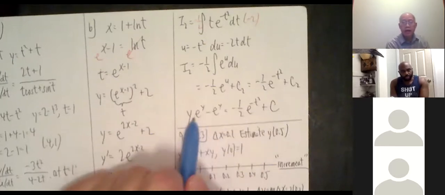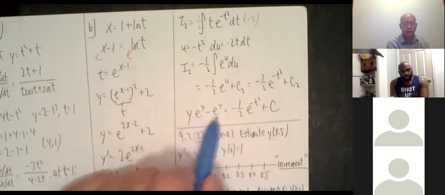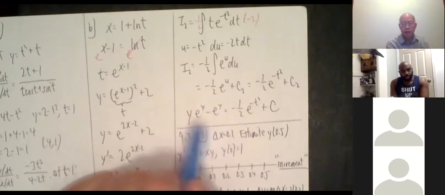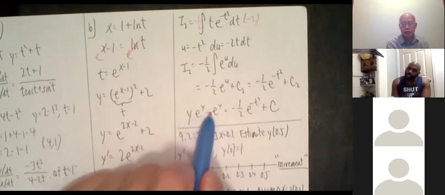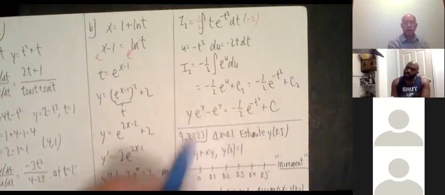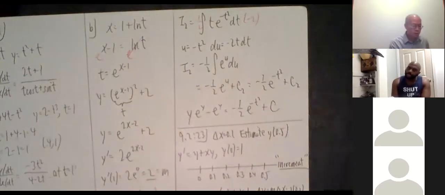So this is the answer, and you don't have to go any farther. You can stop. This is not possible to solve for y. If you have y mixed up with an exponential or y with a trig, you can't solve for it, which is good. So you can just stop there.